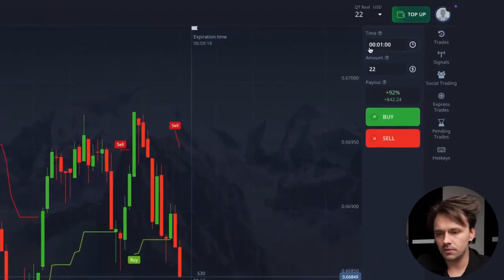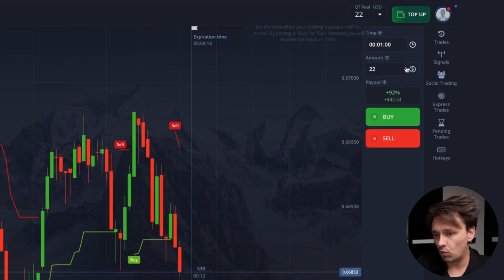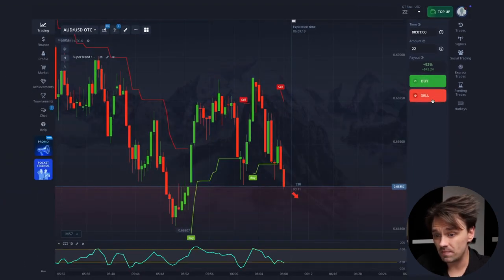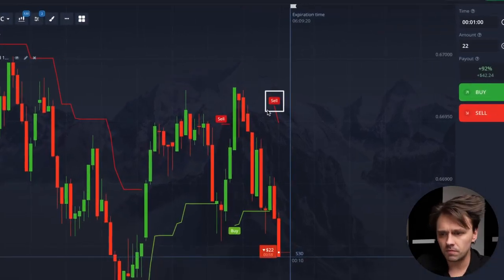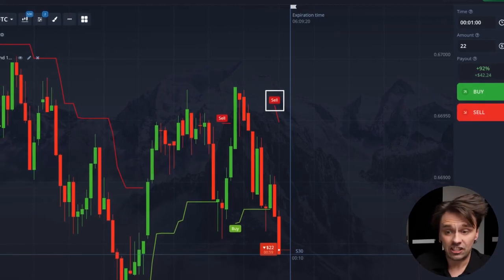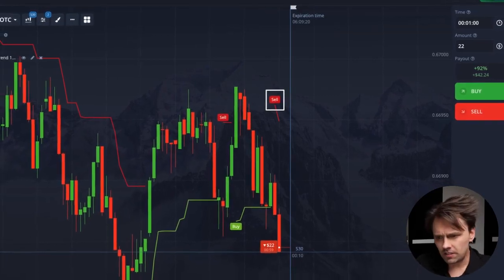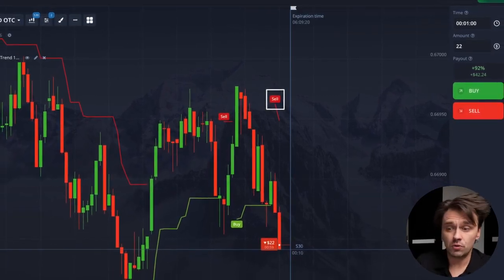Let's begin. I'll start with a small amount today. Trades will be for 1 minute. I'll open the first one as a sell for $22. The market is already in a downtrend, and this is first confirmed by the SuperTrend. It's showing a sell signal. This means the indicator has already switched to selling mode.